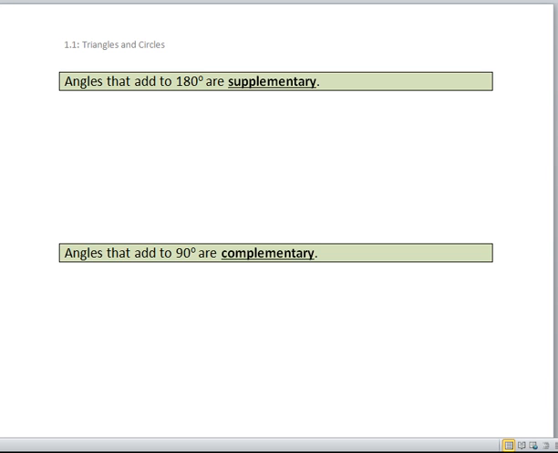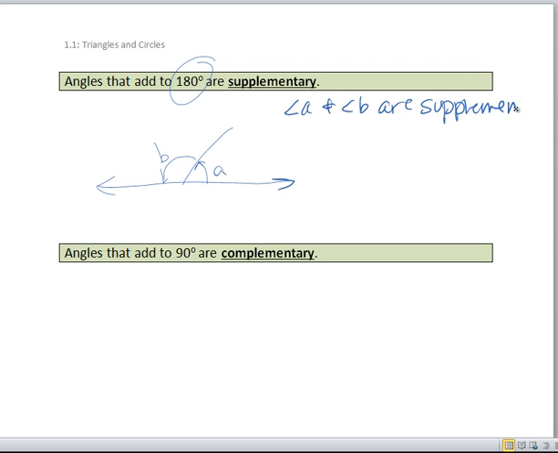Okay, so we need to know some special relationships, and that is angles that add to 180 degrees are called supplementary. So if I have a straight angle here where this is angle A and this is angle B, we say that angle A and angle B are supplementary. We also say that angle B is the supplement of angle A.